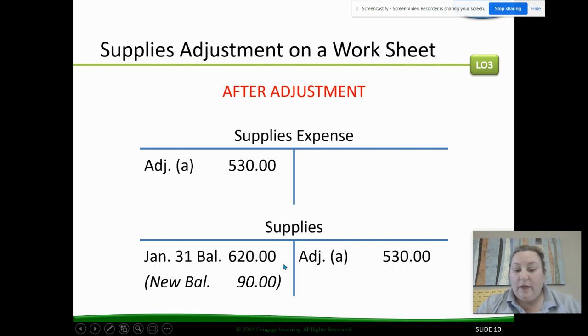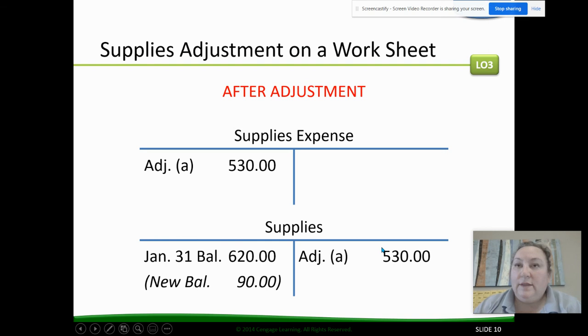So we started the month with $620 in supplies. We used $530. Okay. This is where my adjustment is, and they label it A because there's only two. So we always label A, B, or one. We don't usually use numbers because the numbers could get confused with the numbers in the thing. So we usually use letters. That's why we use A, B, C, D. So we used $530, right?